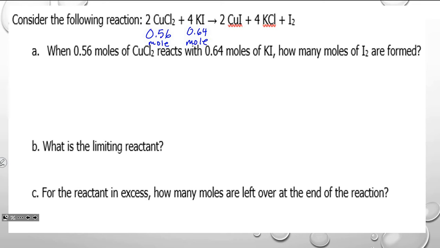So do I have twice 0.56 right here? I don't. So this becomes my limiting. Then I work with that.